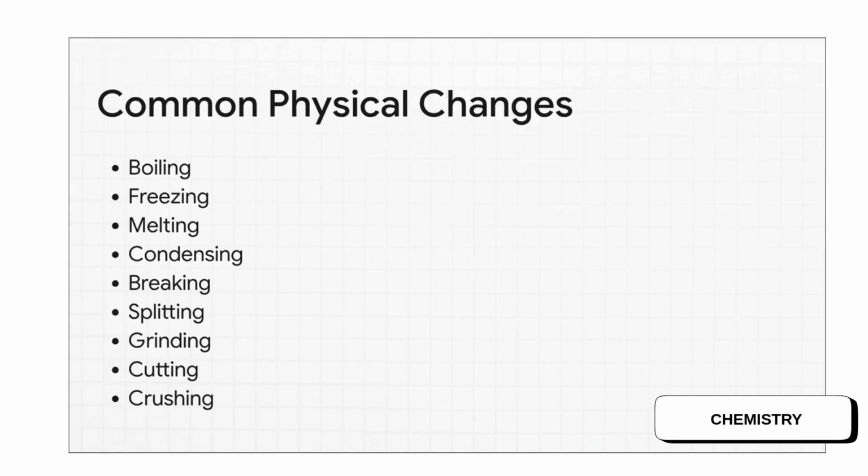The obvious ones are those changes of state, right? Boiling water, freezing it into ice, melting it back into water. But physical changes can be way simpler too, like breaking a pencil, grinding coffee beans, or crushing a can. In every single case, you've changed the form, but you haven't changed what it's made of.